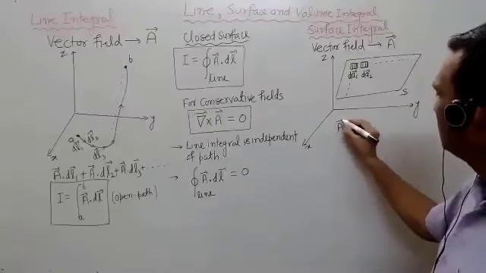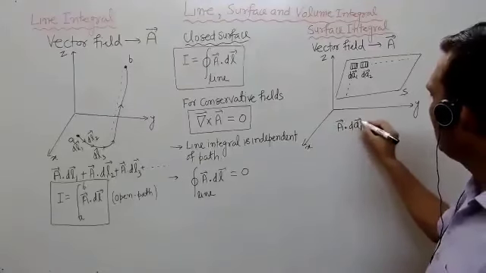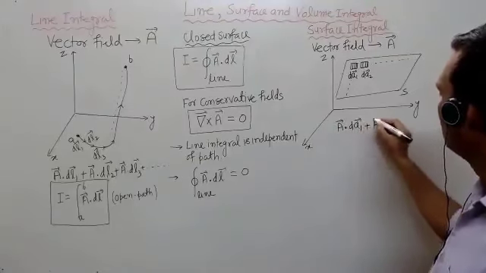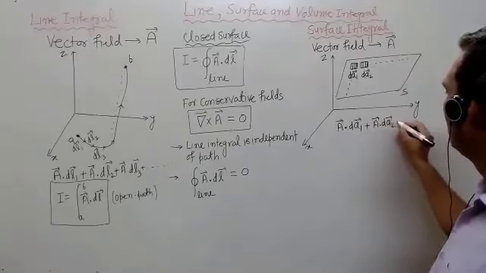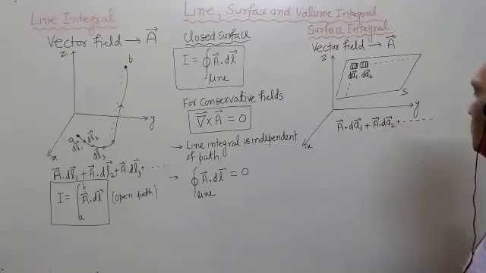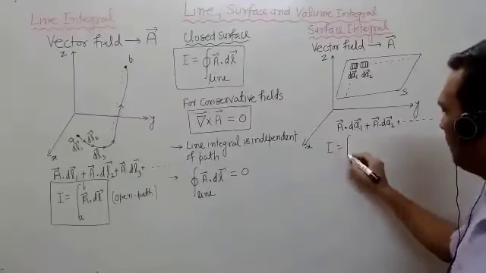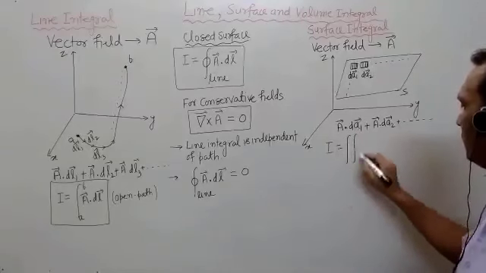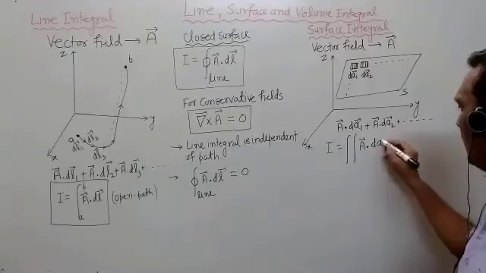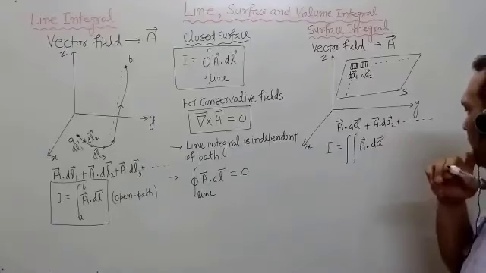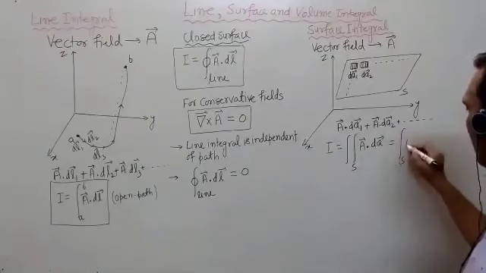Then you will see A dot dA1 plus A dot dA2, and so on. So this surface integral is the double integral, because you have two variables in the area element. Or in short, you can write this as A dot dA.